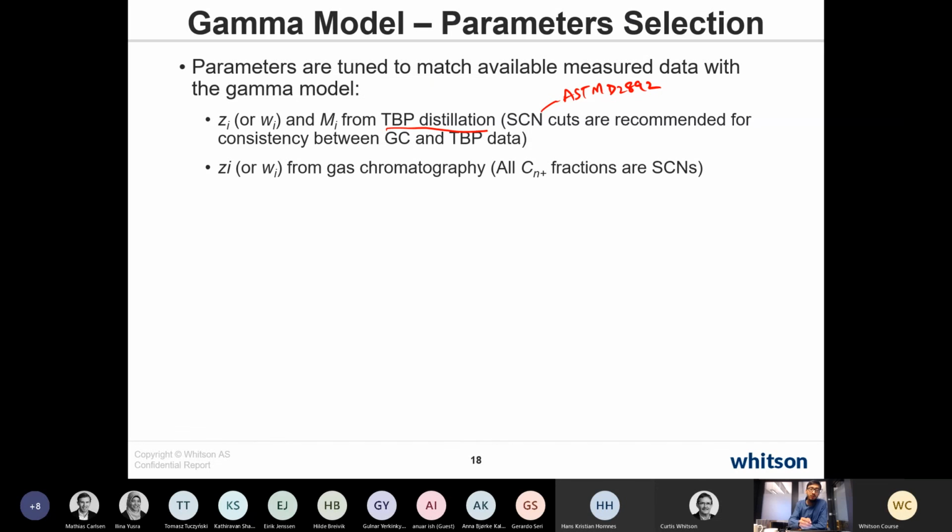So that's one source of data, and here we know that we get the average molecular weight. Oh, Gerardo, you have a question? Microphone again.